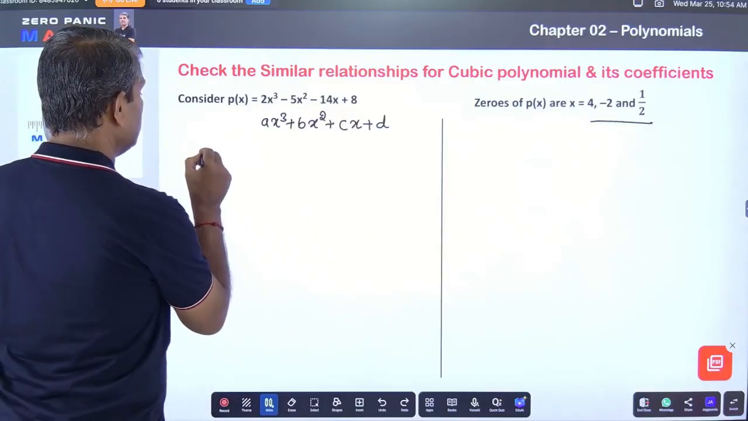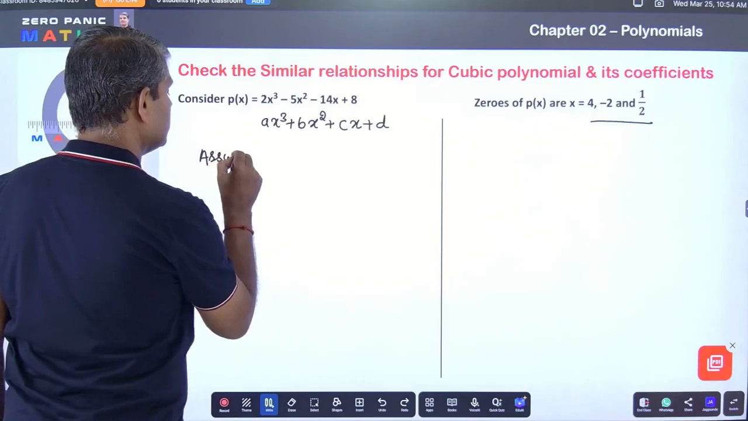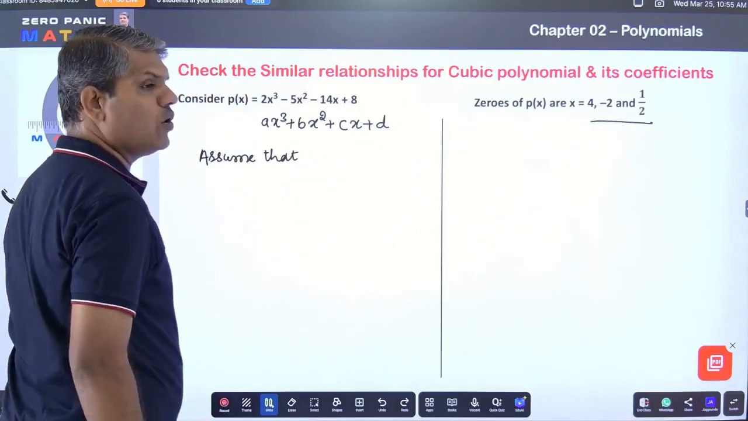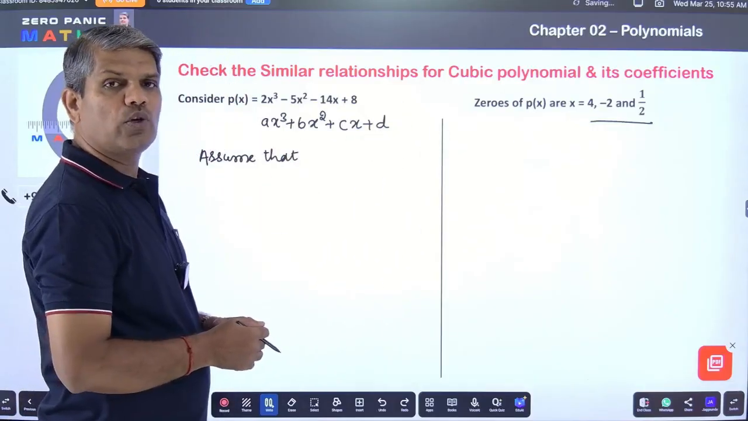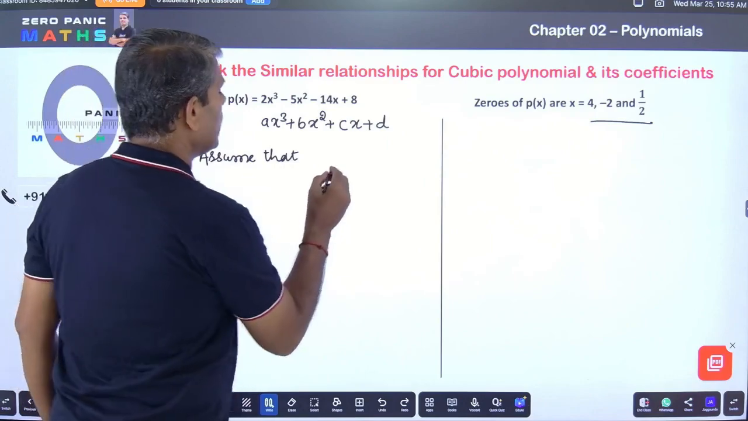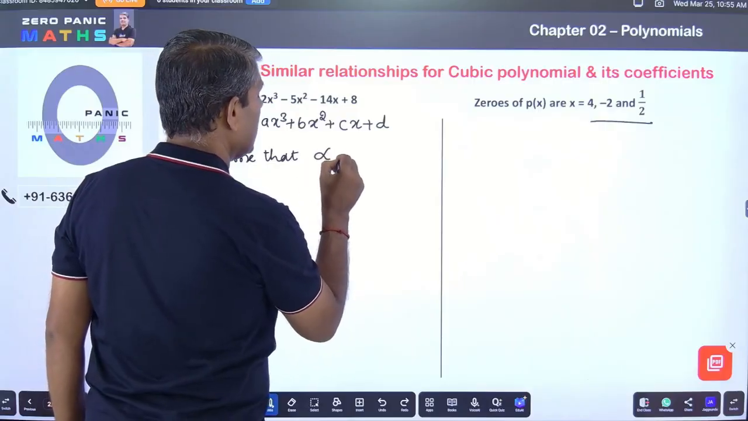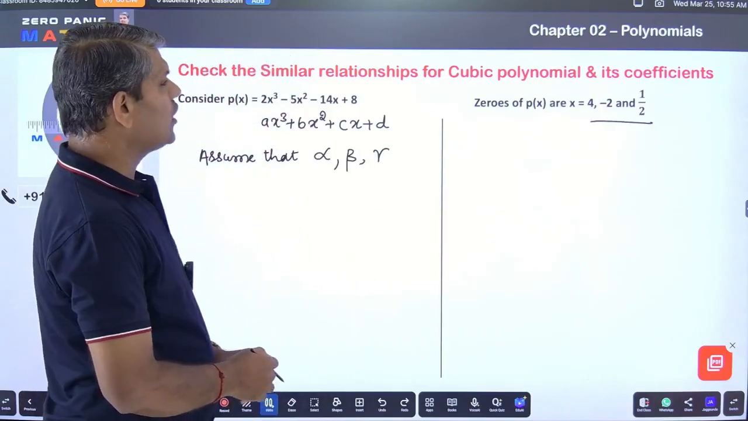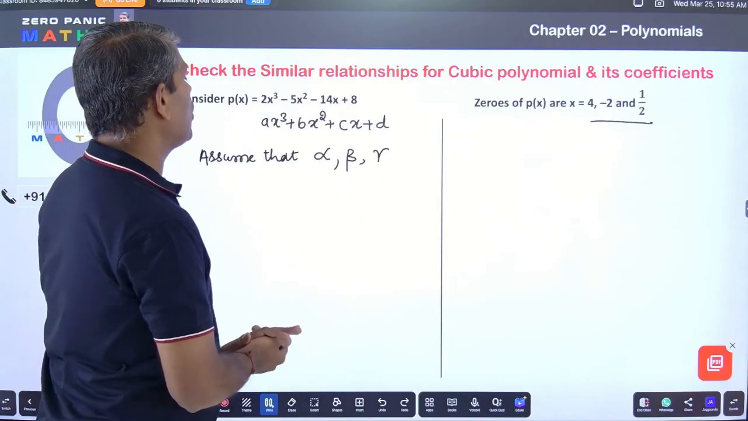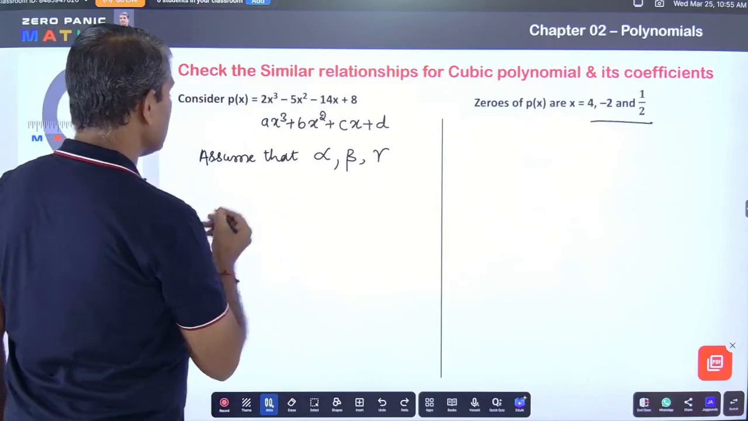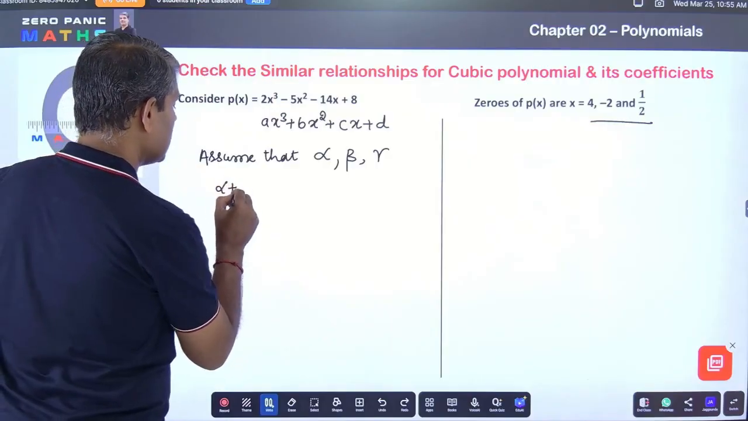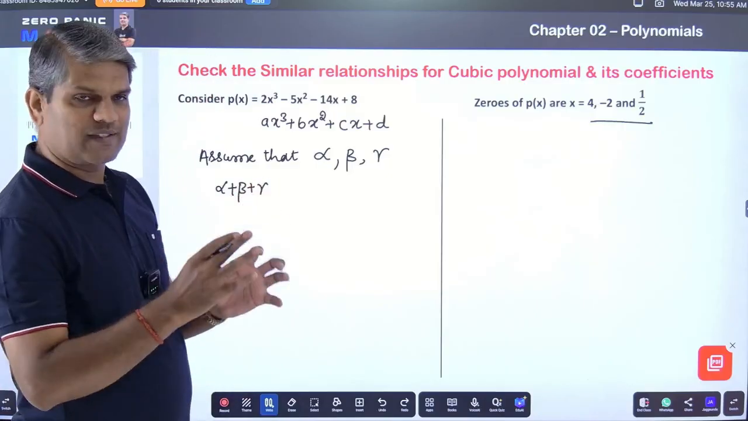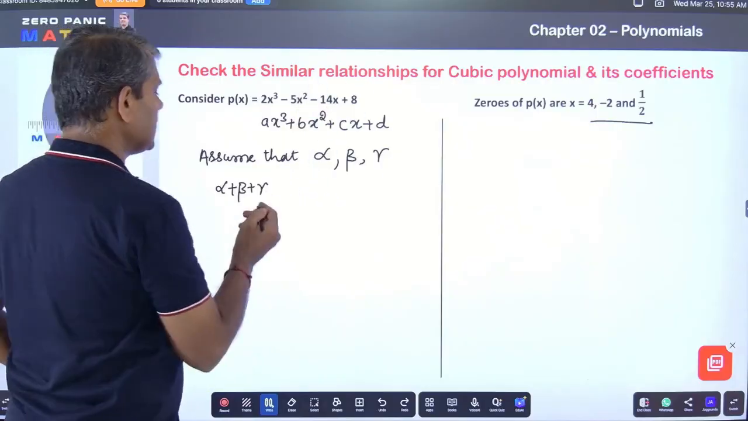Let us assume that since it is a cubic polynomial, obviously we are going to get at most 3 zeros. Let us assume that alpha, beta and gamma are the 3 zeros of the given cubic polynomial. Then alpha plus beta plus gamma, the first thing that we need to observe is plus, the sum. Let us sum up the values.